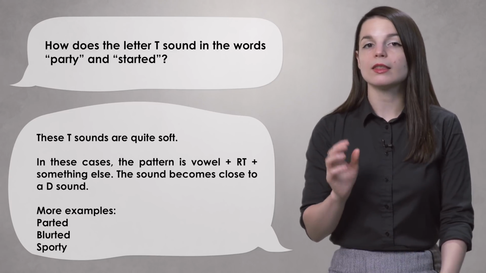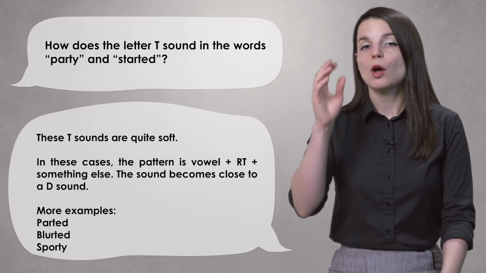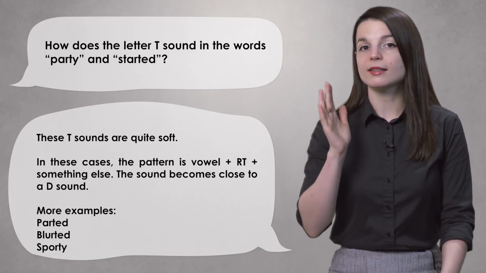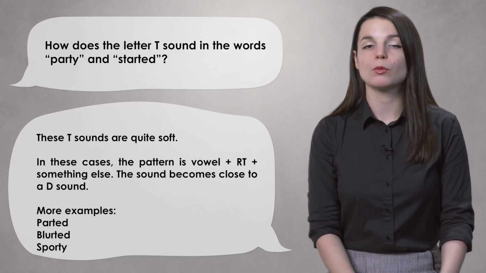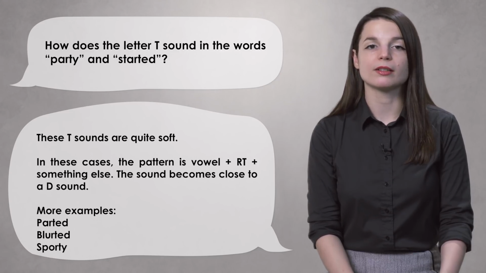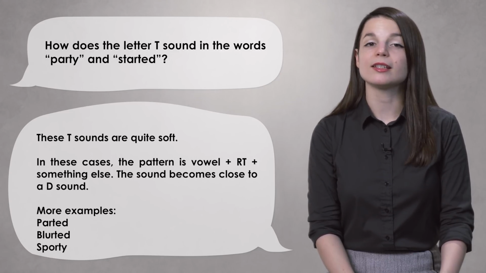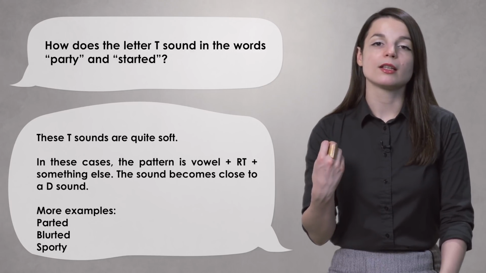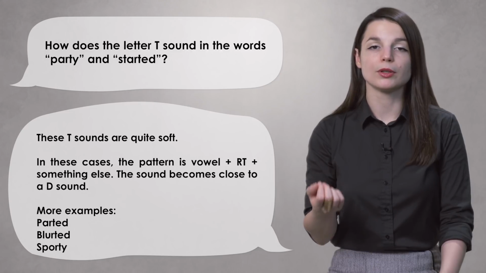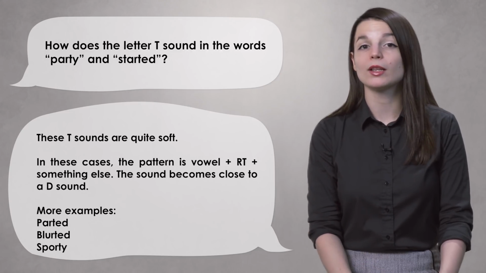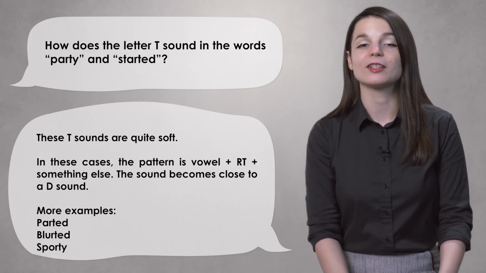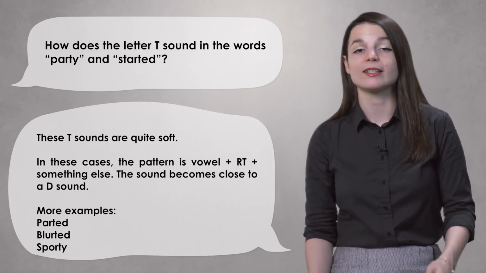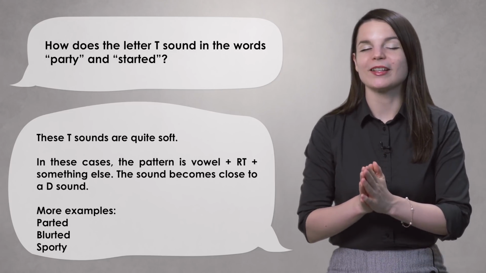So please note that this pronunciation rule applies when the T is not the last letter in the word. If, for example, the word is start or part or blurt, the T sound is quite clear. But when it's not the last letter in the word, like started, party, blurted, then the T sound becomes more like a D sound. So we would not say blurted, party, started with a clear T. It's a little too much. It's difficult to say in fast speech. I hope that this helps you with the pronunciation of T sounds that follow this spelling rule.